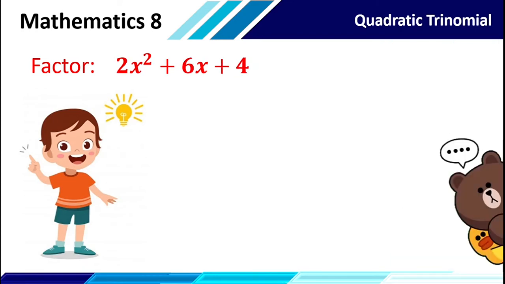Let's have our third example. We have here 2x squared plus 6x plus 4. The first thing that we need to check is if there is a common monomial factor. We know that 2, 6, and 4 have a GCF of 2. Therefore, our common monomial factor is 2.